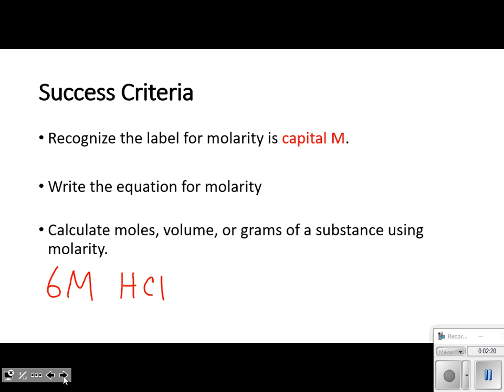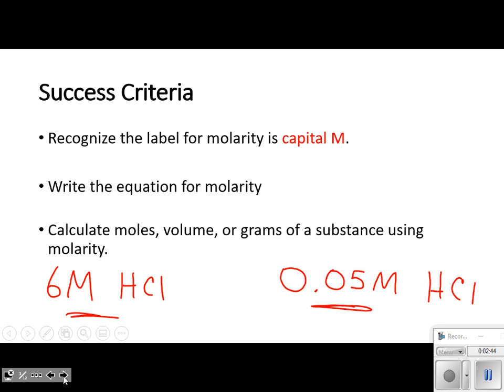Likewise, when you did Computer Lab 13 last week, you used a hydrochloric acid that was 0.05 molar HCl. So compared to this one, it is a very, very diluted concentration. Okay? So you've been using these molarities. You just haven't recognized them as being a molarity because you didn't know what the M meant yet. Now you do. All right?